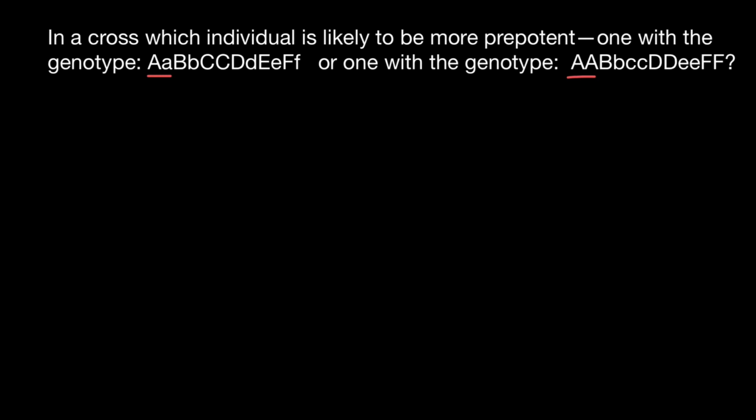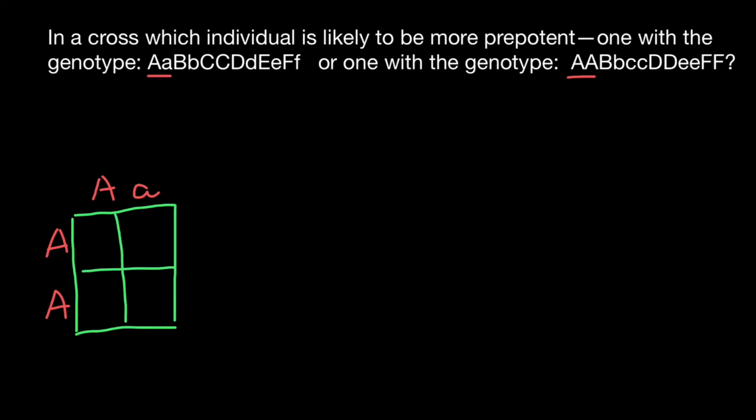Parent 1 is heterozygous, so capital A, small a, and parent 2 is homozygous dominant. Now when we make a simple Punnett square, let's take a look at what we will see in the progeny: capital A, capital A, capital A, small a, capital A, capital A, and capital A, small a. As you see, 100% of the progeny are going to have the same phenotype as parents 1 and 2. For this trait, neither parent is going to be dominant over the other or influence the appearance of this trait in the progeny. So progeny are going to have the same phenotype as parents 1 and 2.